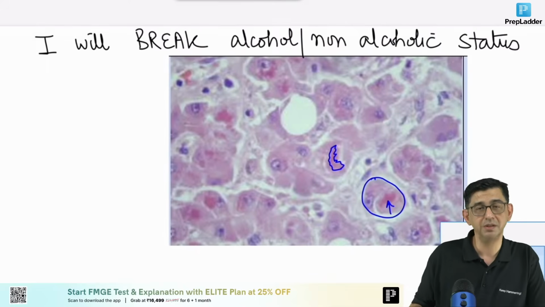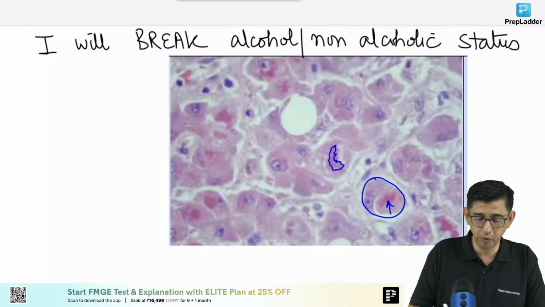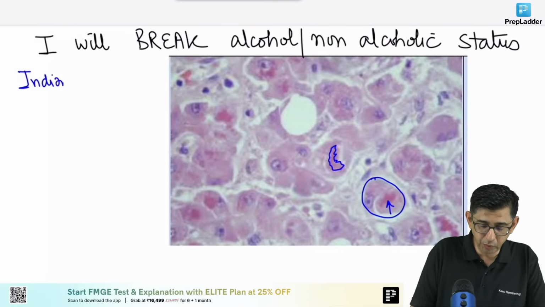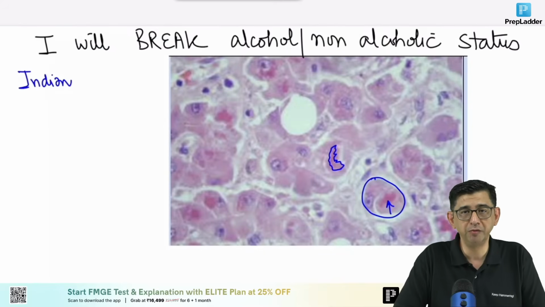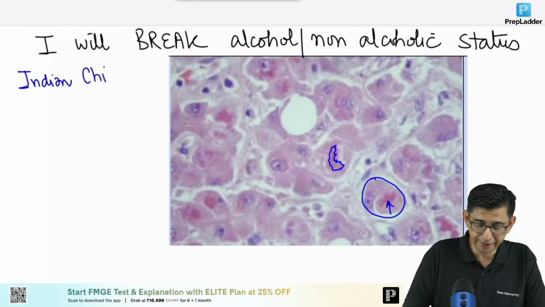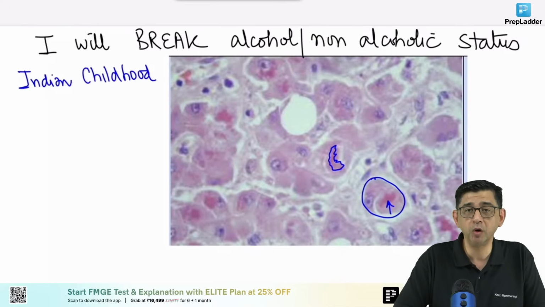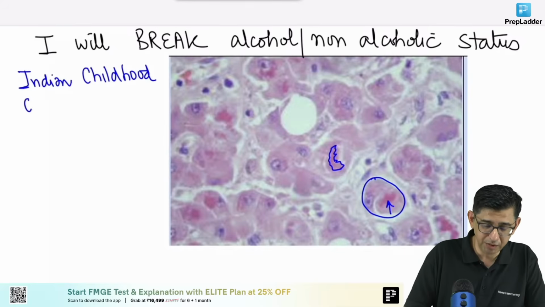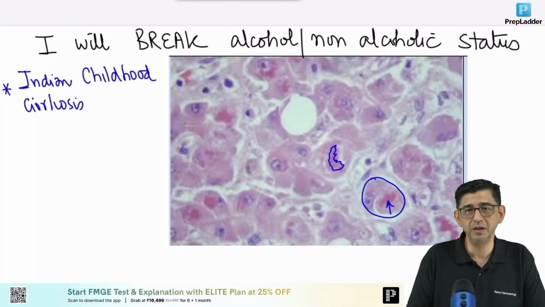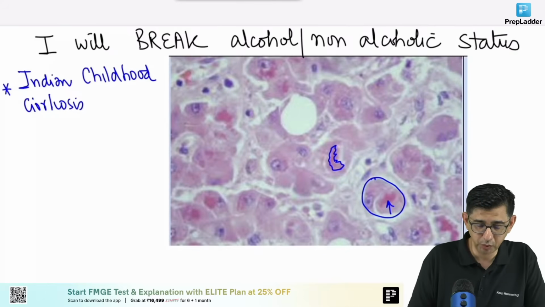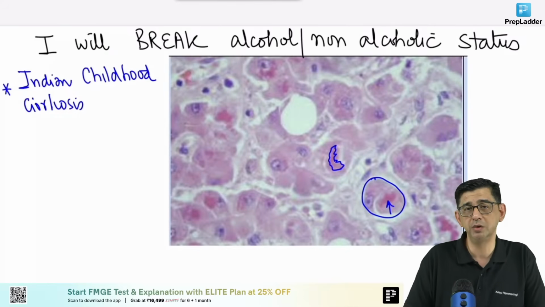Now the mnemonic for this is "I will break alcohol status." That's the mnemonic to be remembered. If you have ever been to an Indian village, people cannot afford melamine or stainless steel utensils. They tend to use copper utensils, pital ke bartan. If an Indian mother boils milk for a child in a copper utensil, it will contribute to a Wilson disease-like manifestation in the child, in the sense that copper toxicity will be seen. This condition, which is exclusive to the Indian subcontinent and is becoming less common because people are now economically better off, gives you Mallory-Hyaline bodies or Denk bodies in Indian childhood cirrhosis.